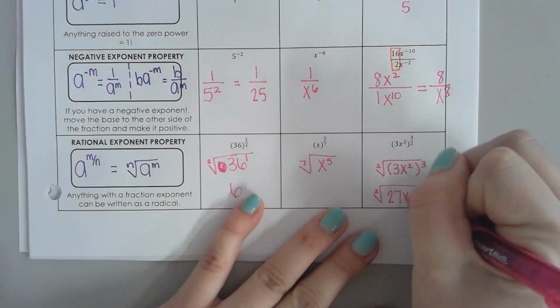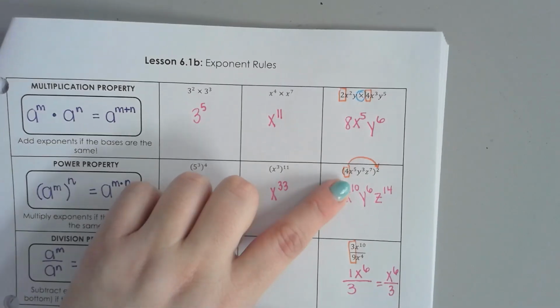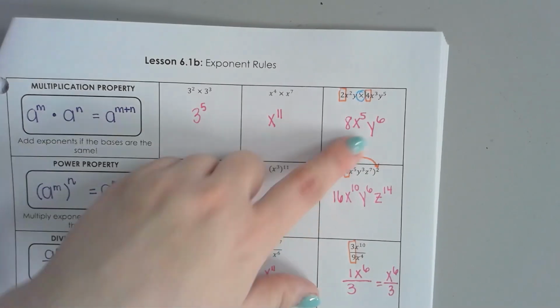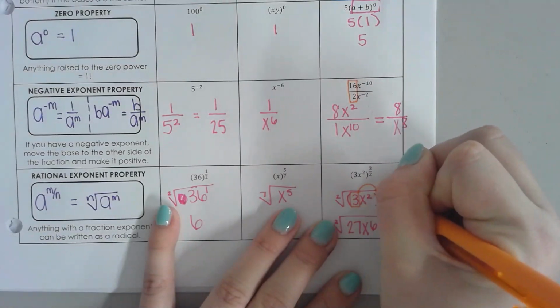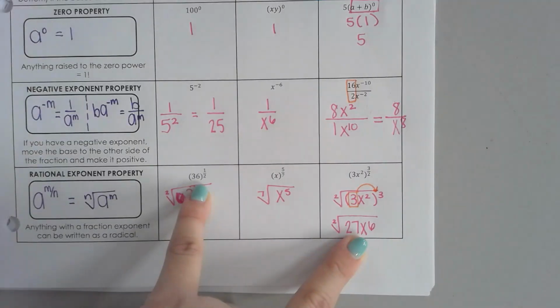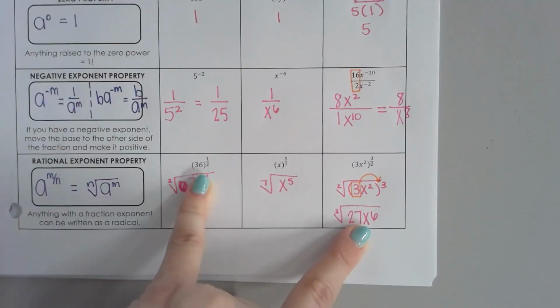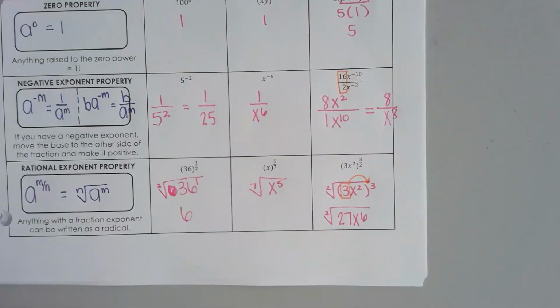27x to the 6. Look back up here. Remember, the number that's inside is just a plain number. You raise it to that exponent like normal. So this 3 raised to the exponent, 3 to the third power, is not 9. It's 27. 3 times 3 times 3. And then the x to the 6th.